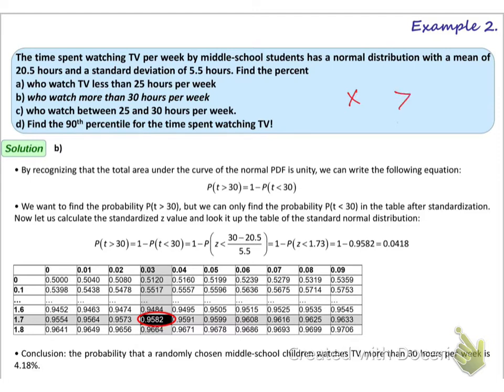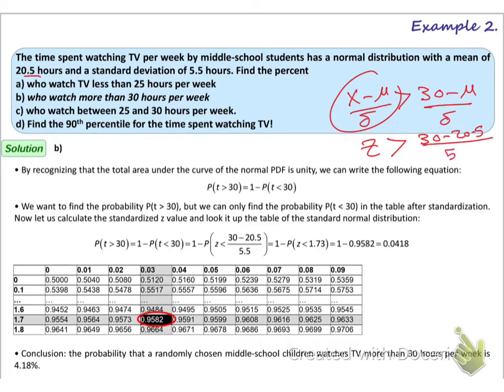X greater than 30 hours. Okay, so X minus mu divided by sigma, 30 minus mu divided by sigma. So here it will be Z greater than 30 minus mu, which is 20.5, divided by sigma, which is 5.5. So Z will be greater than 1.727, or 1.73, because I need just two decimal places.